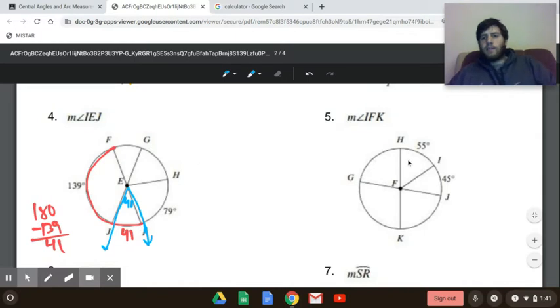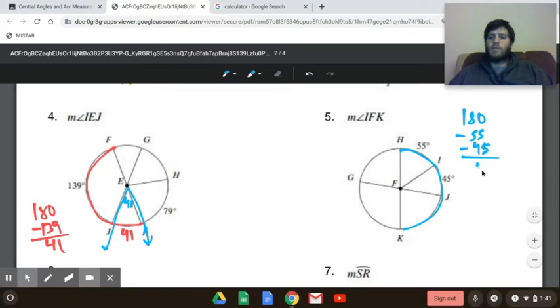Okay, IFK. All right, again, you have a semicircle here. We know semicircles add up to 180, so that's really the big thing you want to look for, a semicircle. So 180 minus 55 minus 45 is going to be 80 degrees. Right, so we know this is 80. So measure of angle IFK, that's this angle here, right? So that's all of this.